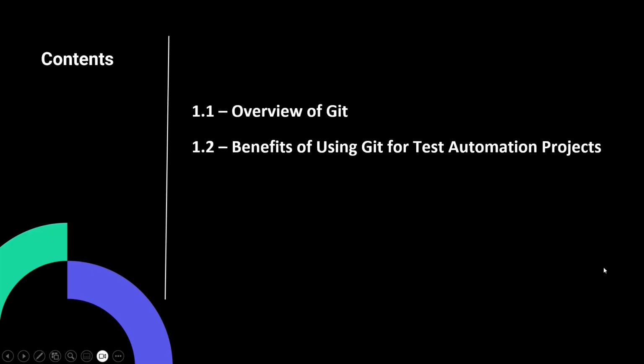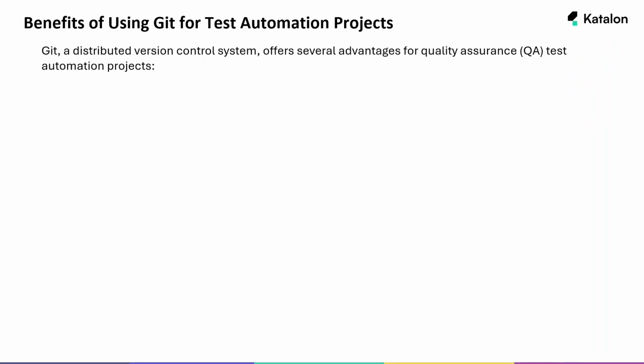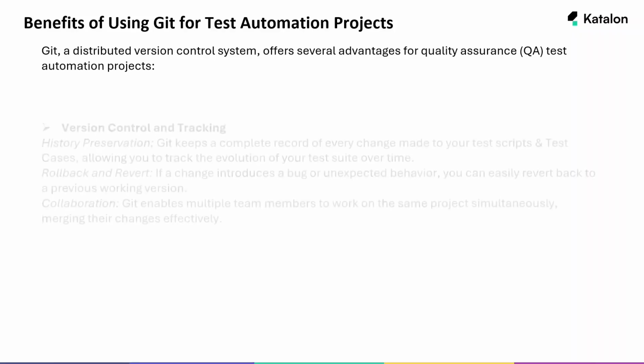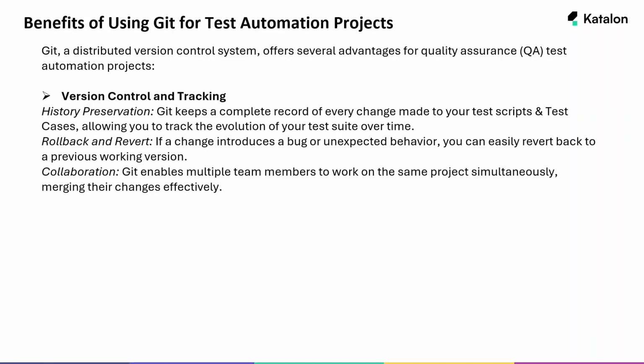As part of section 2 in chapter 1, you will learn the benefits of using Git for test automation projects. As I told you, Git is a distributed version control system which offers several advantages for quality assurance test automation projects. So let us see what are all the different advantages. The first one is version control and tracking. So this version control and tracking preserves the history.